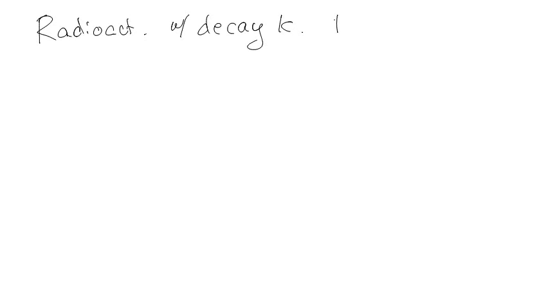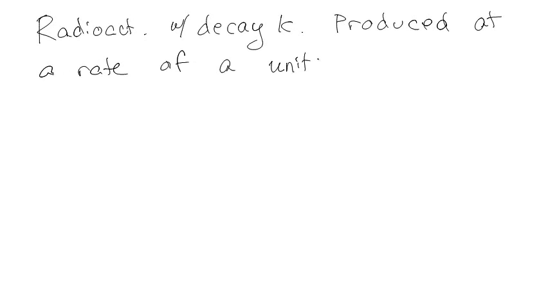but we're going to say it's also produced at a rate of A units per unit time. So how do we describe this? What if it's decaying, but it's also being produced? Okay, does that make sense? So it's being produced as well as decaying.